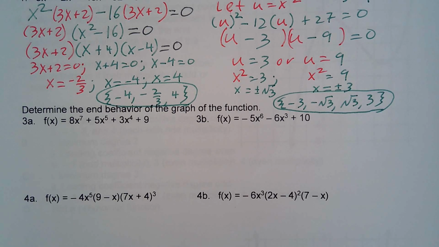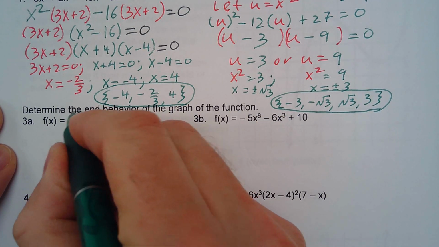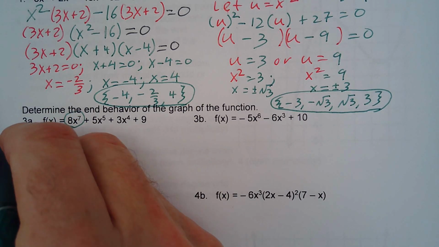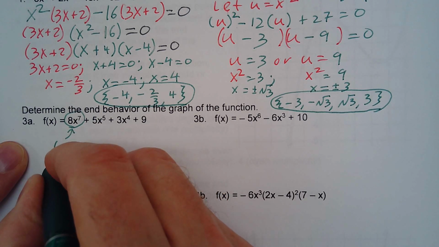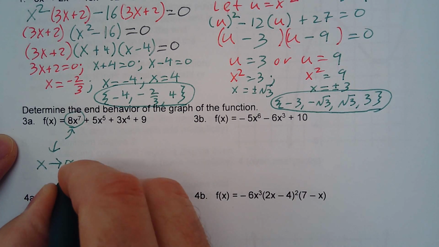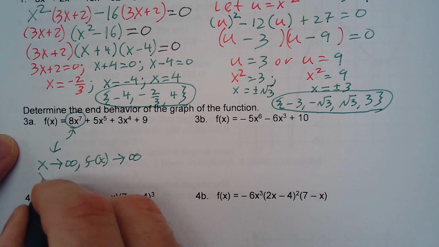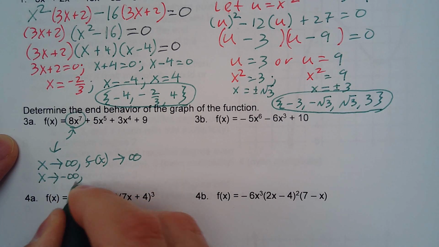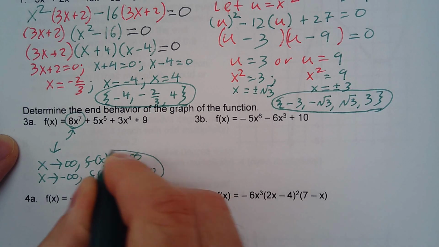Let's try the next problem. So I want to determine the end behavior of the graph. So I'm looking for my leading term. There it is. Odd power, so I'm thinking of my x cubed function. No reflection, so my ends have got to look like this. That means as x goes to infinity, f of x has to go to infinity. And as x goes to negative infinity, f of x also has to go to negative infinity. So that's my end behavior.